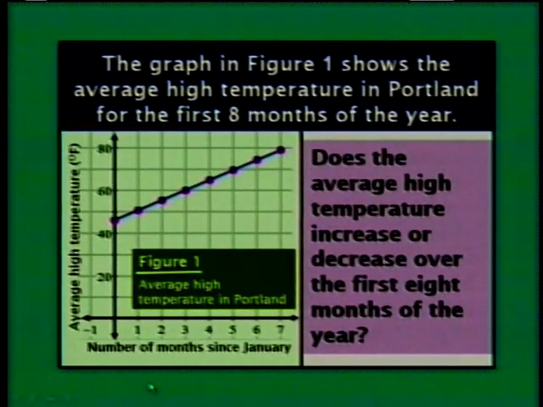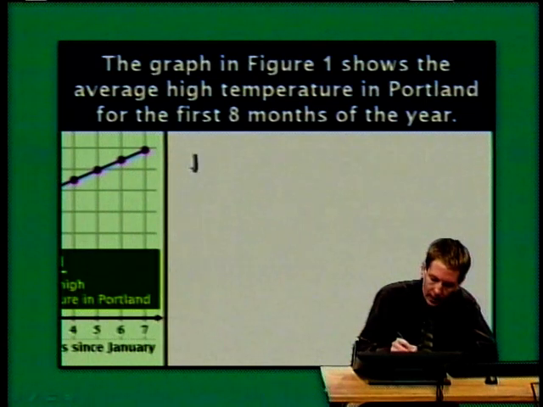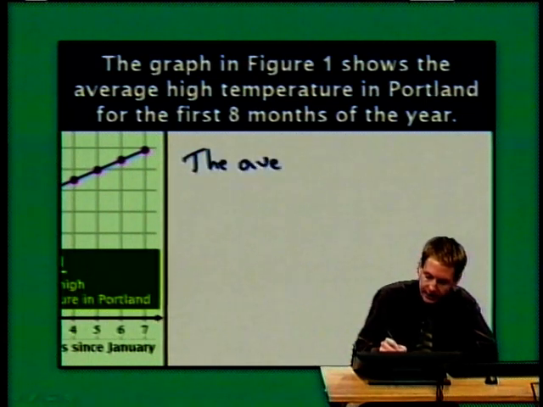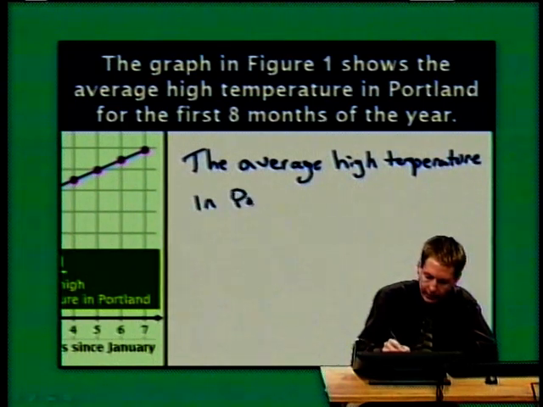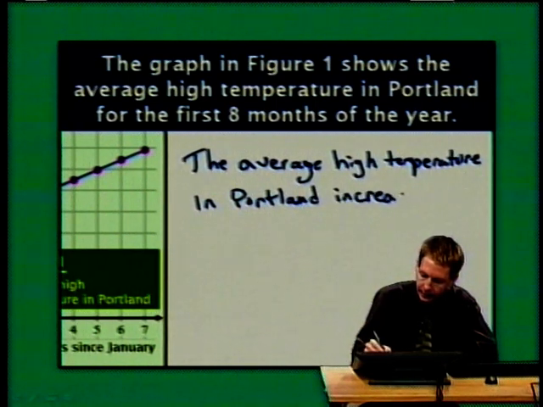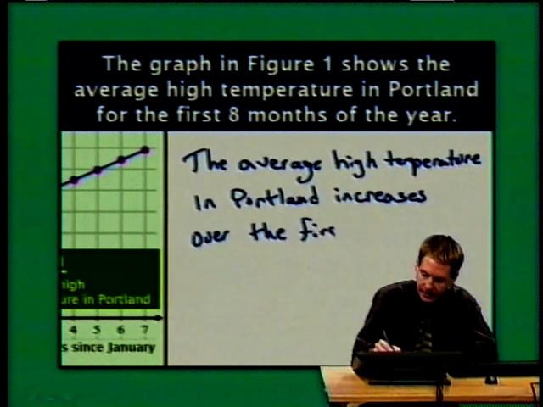Let's get back to our specific question. Does the average high temperature increase or decrease over the first 8 months of the year? Well, we know it increases, so let's go ahead and write our answer. The average high temperature in Portland increases over the first 8 months of the year.